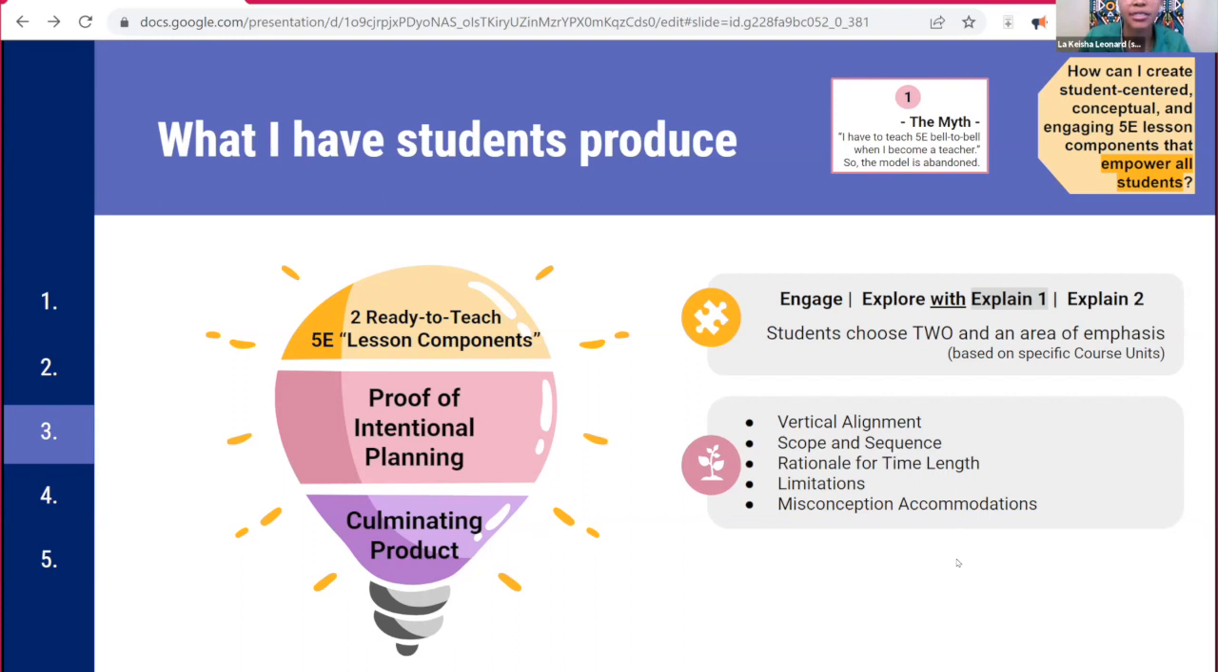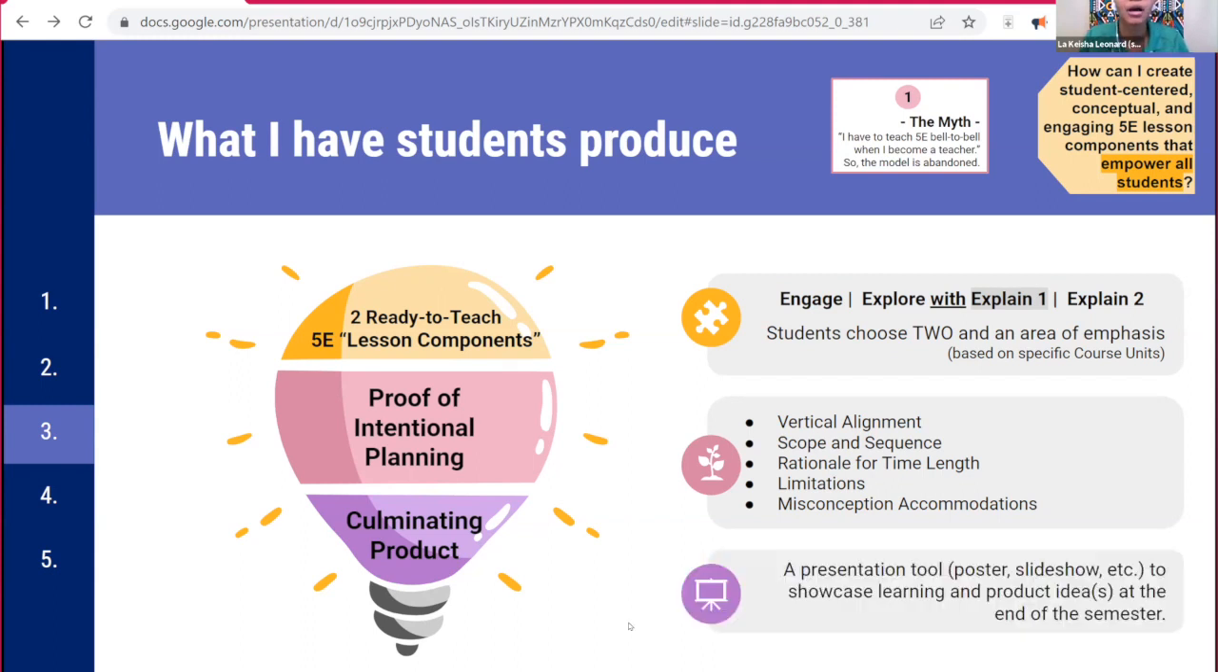Also, we talk about misconceptions and accommodations, and how to address, like, what are you expecting? And then, of course, accommodations is, how can you make this experience better for somebody else? And then they also produced a culminating product, which was a presentation. It could be PowerPoint, a slideshow, a video, whatever, but it showcases their learning and their product ideas at the end of the semester. So they're creating two products, which I call lesson components, but really they're just activities of one of the E's. And then a culminating product that pulls it all together and answers the driving question.